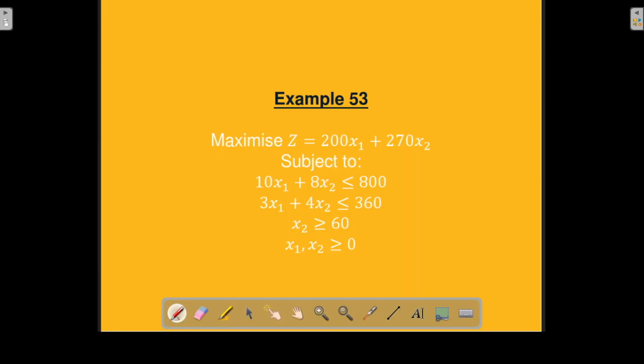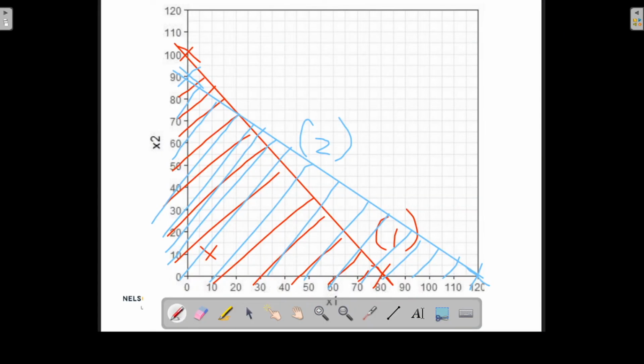Okay, and then the third constraint, x2 greater than or equal to 60. Now that's easy to draw. x2 equal to 60 is over here. Greater than or equal to 60 will be everything above this line. Okay, and that's constraint 3. So now the feasible region will be the area where all these lines intersect, where the green, the red, and the blue lines intersect.